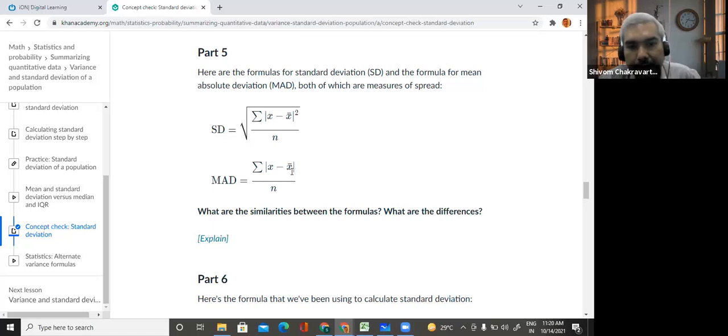Here also we are calculating the deviations, but in mean absolute deviation we are not giving much importance to the higher deviations. In standard deviation, the higher the deviation, the higher is its weightage. So higher deviations have more penalty in the standard deviation formula. Data which are much farther from the mean contribute more to the standard deviation.